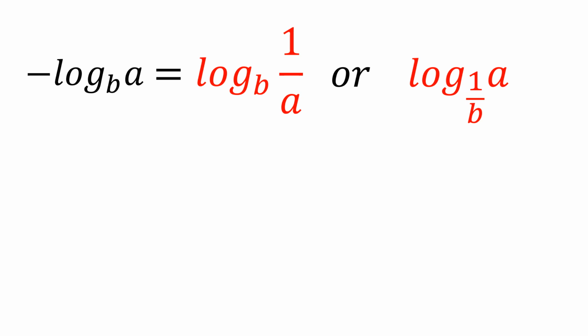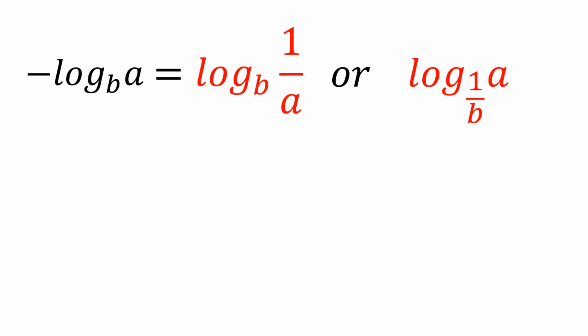Now, one last property of logarithm is if it's a negative of a logarithm, negative log of a to the base b. There is a way to change its form so that you avoid a negative sign. You can write it as log of 1 over a to the base b. So just take the reciprocal of the argument. Or another way is to write the base as its reciprocal and retain the argument. So you can choose either of the two.